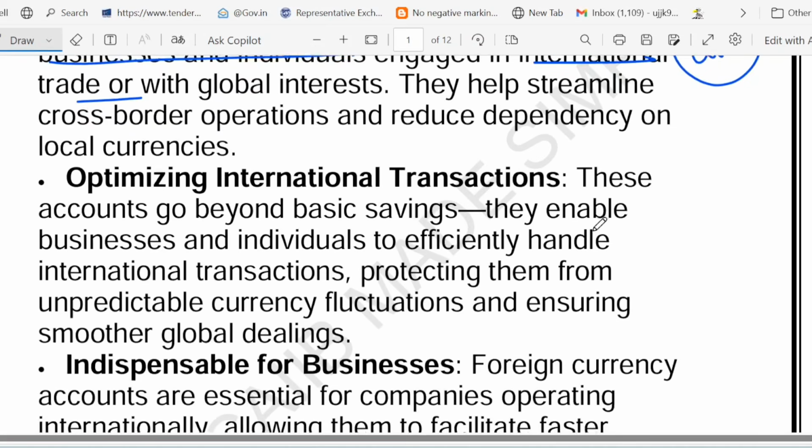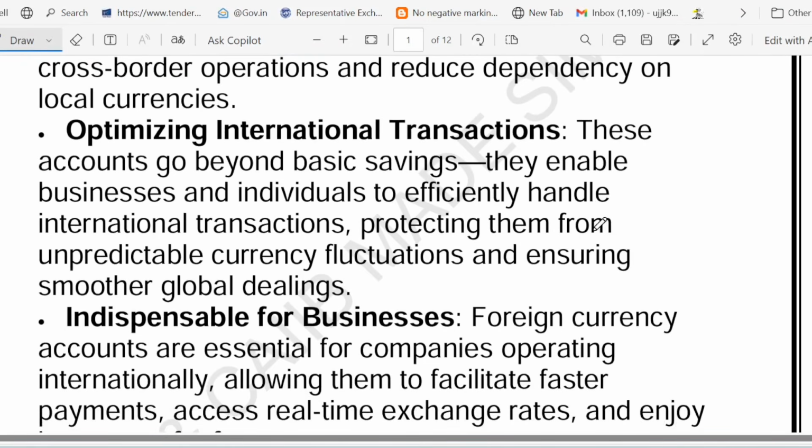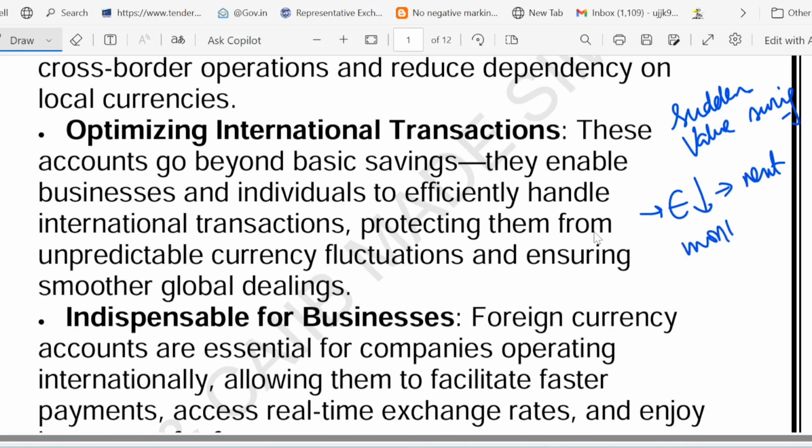Then comes optimizing international transactions. What does it mean? It means this foreign currency account protects you from sudden currency value swings, which you know very well, and makes cross-border payments quite easier. For example, suppose the euro drops in value next month. Your pre-held euro in the account still covers your German supplier bill. No last-minute panic. This is how it is helpful.